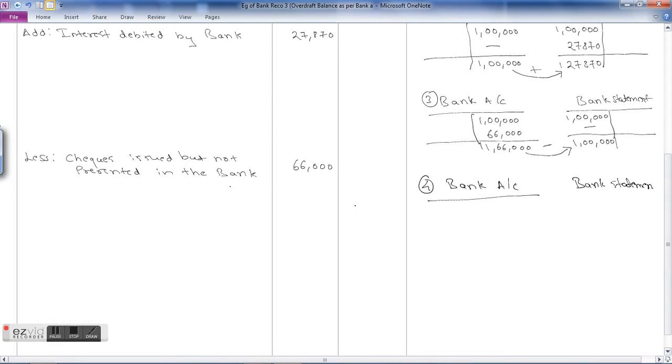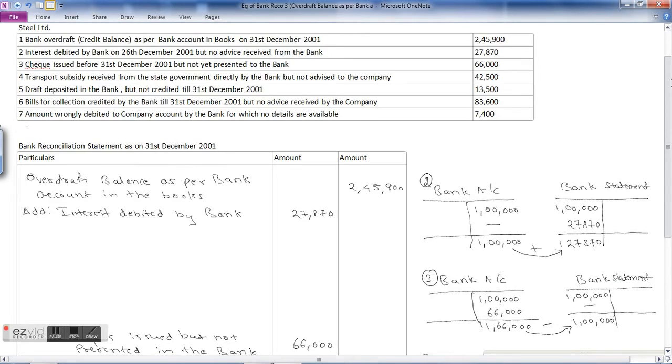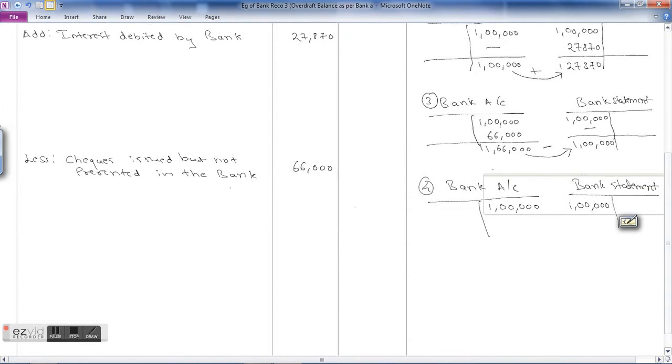Bank statement. Be careful in working. You have to take the opposite balance, that is the credit balance as per bank account, and as per bank statement the debit balance when it is an overdraft. Now what has happened is transport subsidy has been received. So how much is the amount? 42,500. So the bank has credited an amount of rupees 42,500, correct? And there is no entry here in our bank account.